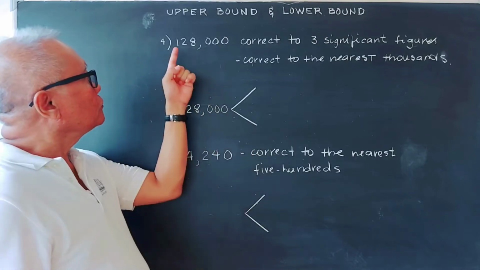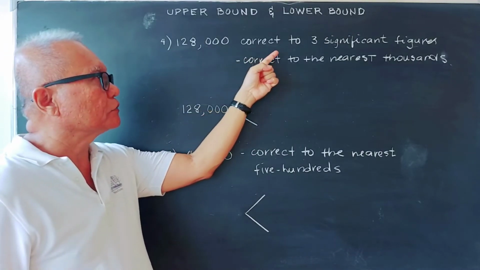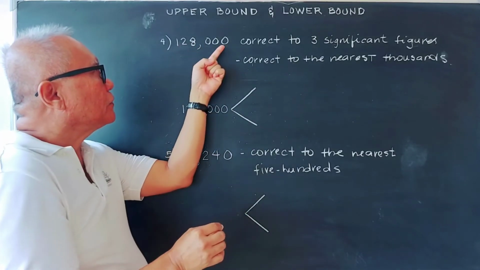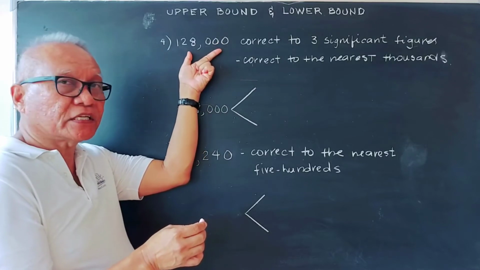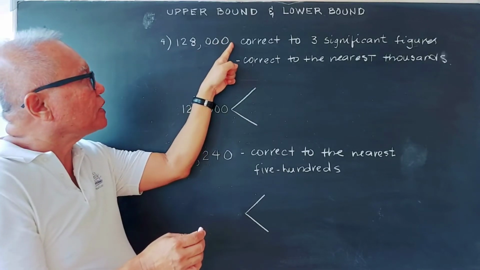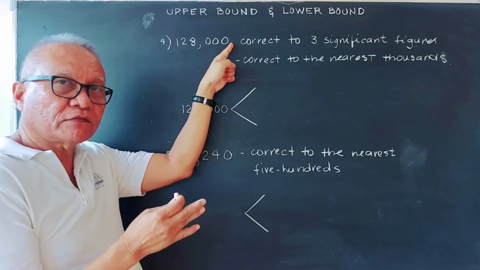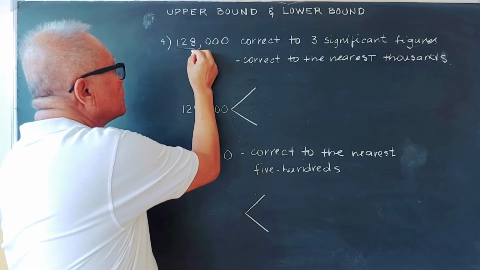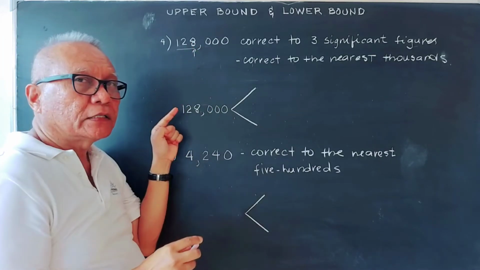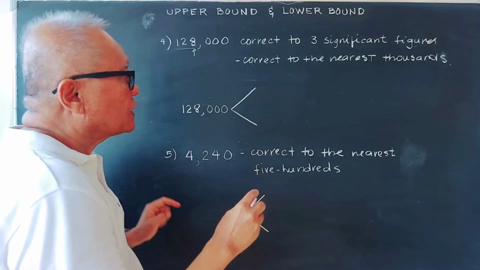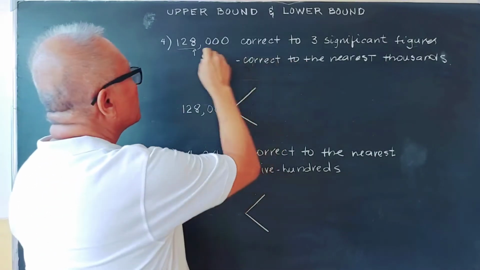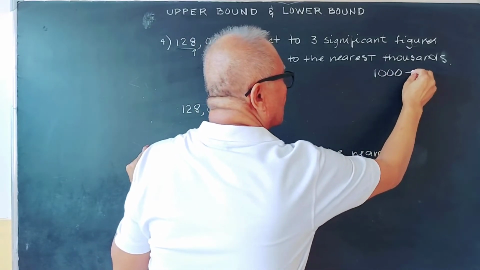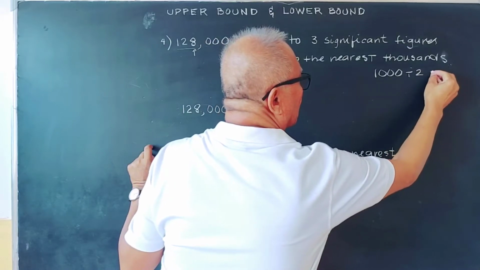Okay, number 4, 128,000, correct to 3 significant figures. 1, 2, 3. Here we don't have the decimal point, therefore we have only 3 significant figures here. If we put the decimal point there, it becomes 6 significant figures. So here, that one is correct up to this one. And what is this 8? That is 1,000. So let us get the accuracy, which is 1,000. So we have 1,000, always divide by 2, and we have 500.